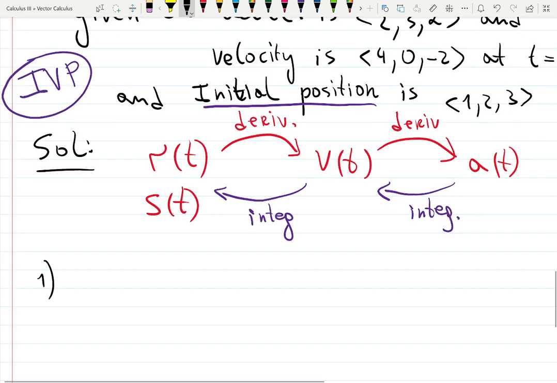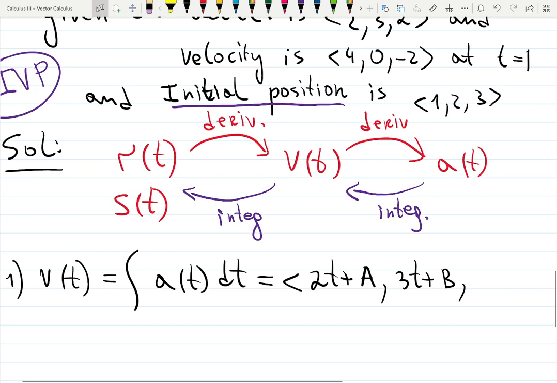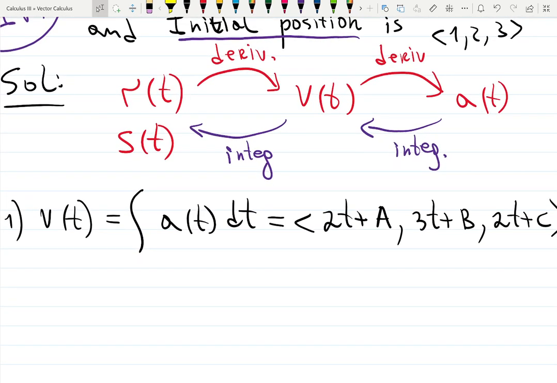Solution: let's find V first from acceleration. So we're going to integrate a of t dt. I was just teaching this in my calculus 1 class. So it's going to be the integral of 2, that's going to be 2t plus, let's call it C1, C2, C3, or A, B, C. Which one do you prefer? Let's do A. The integral of 3 is 3t plus B. The integral of 2 is 2t plus C. A, B, C are my constants, like C1, C2, C3. Any book decides differently on that. You can call it whatever you want. But this is my velocity, which is a family of functions shifted up and down by A, B, and C.